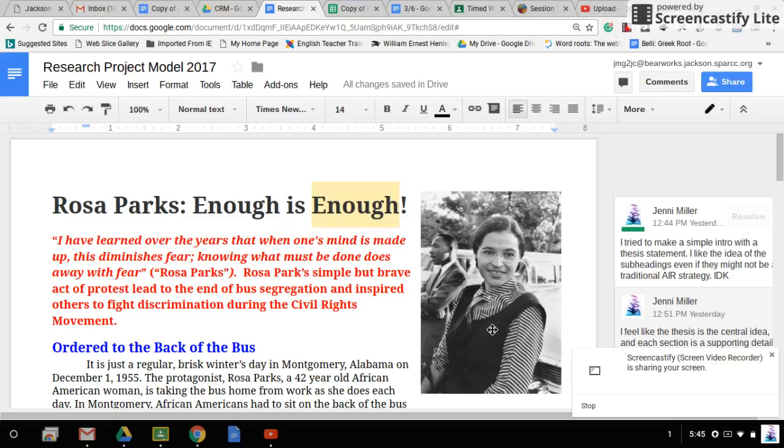Okay, so you watched the first direction video, and now I want to go over the sample because I feel like the model is really the best way to get across what it is that you need to do. This is a very simple model.